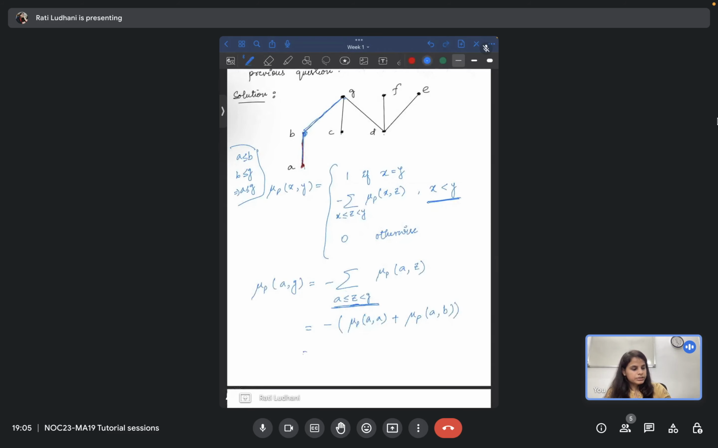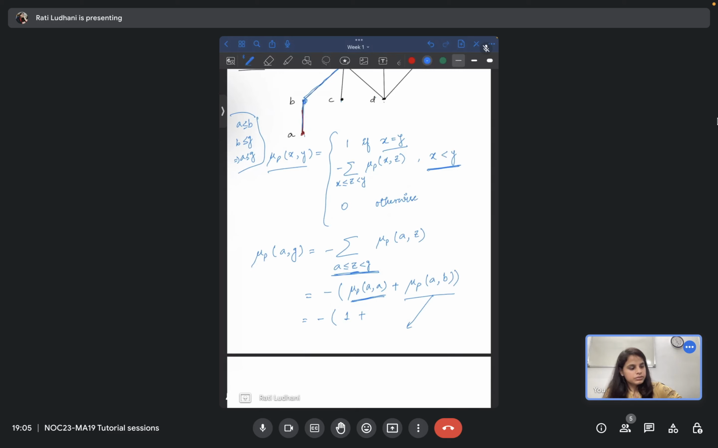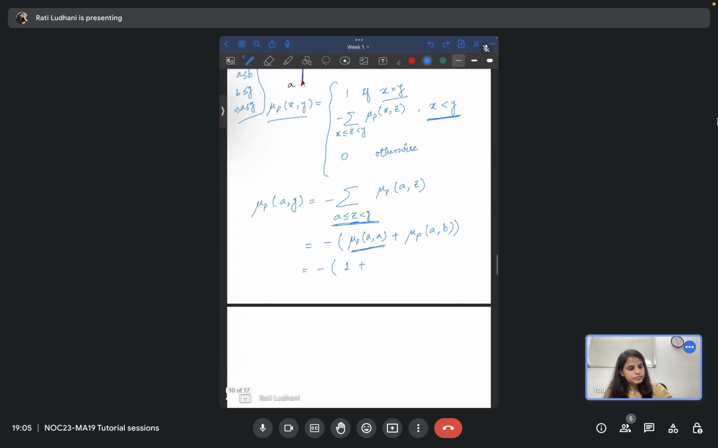So let's calculate. Firstly, mu P of a comma a. Now you have to again use it, it's like a recursive formula, so you have to again use the formula for mu P of x comma y. So for a comma a, these are the same, so the value should be 1, right? Yes. And what about this? Now we have to calculate this one, right? So let's see, mu P of a comma b.